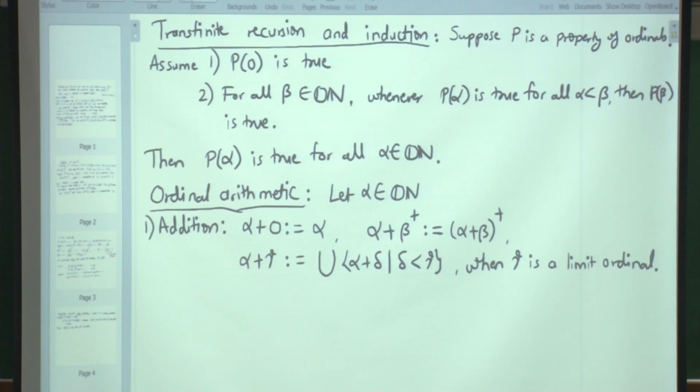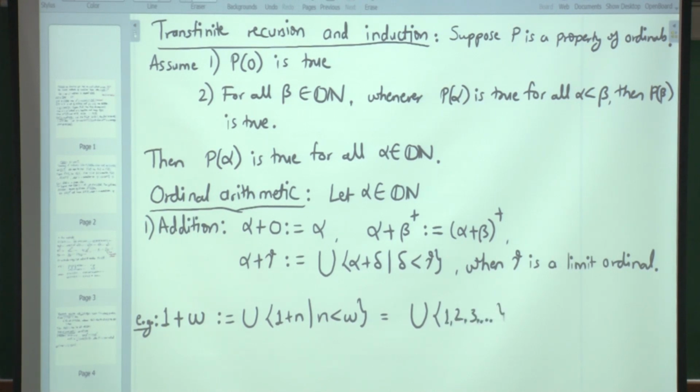Okay, so let us look at one example. What will happen with 1 plus omega? What is 1 plus omega? Which definition should I use? Third one. So 1 plus omega is the union of 1 plus n, where n is less than omega. Whenever we know it's a natural number, we can use n. So what is it the union of? Well, 1 plus n, what is the union of all such numbers? I am starting with 1, 2, 3 and so on, correct? So this is omega itself. Okay, so 1 plus omega is just omega.